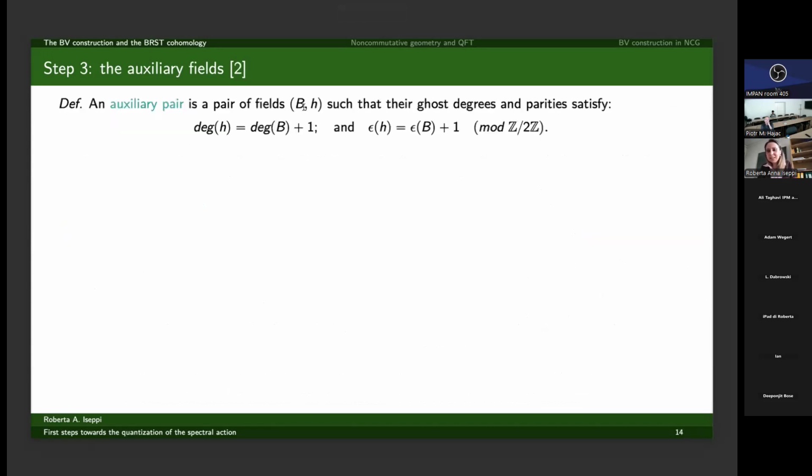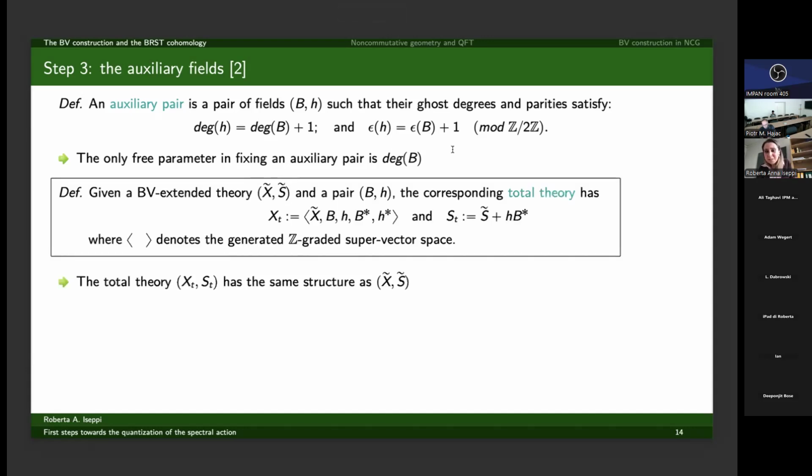So the idea is that these auxiliary pairs are just characterized by this kind of condition. And then the only free parameter is the degree of B, because, as you said, the degree of H, the second element in this pair, is determined by the degree of B plus 1. And then, of course, the parity comes along, because the parity is the parity of the ghost degree. So it's just one parameter.